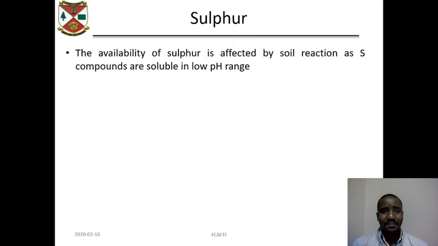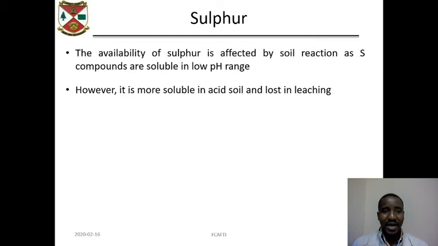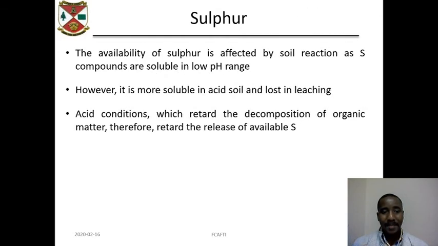Sulfur: the availability of sulfur is affected by soil reaction or soil pH. Sulfur compounds are soluble in low pH range. However, it is more soluble in acid soils and lost in leaching. Okay, acid conditions retard the decomposition of organic matter, and therefore retard the release of available sulfur. Just like nitrogen, a portion of sulfur availability depends on soil microorganisms.